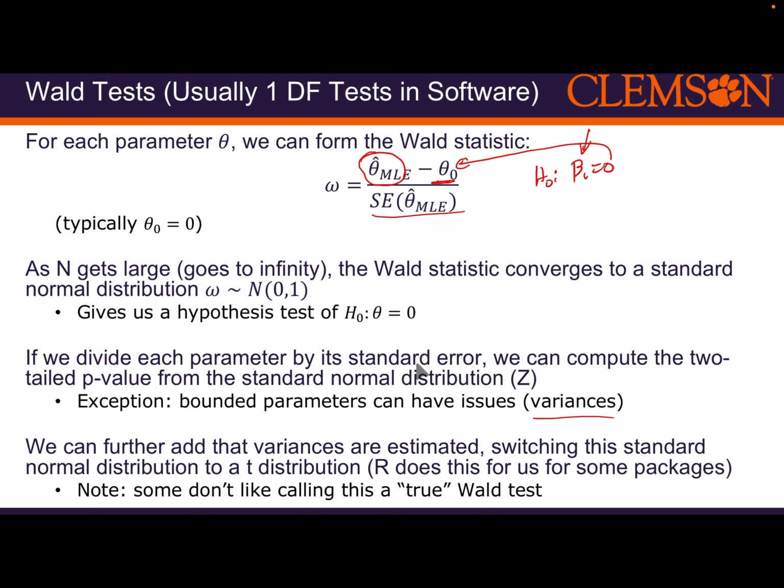These are not recommended tests. But for all of the continuous parameters without boundaries, we could. And we can further add that variances are estimated, right? Switching this from a standard normal distribution to a t-distribution. R does this for this. Not all places do. Sometimes you'll see Z, like in Mplus, it'll have a Z over the title.